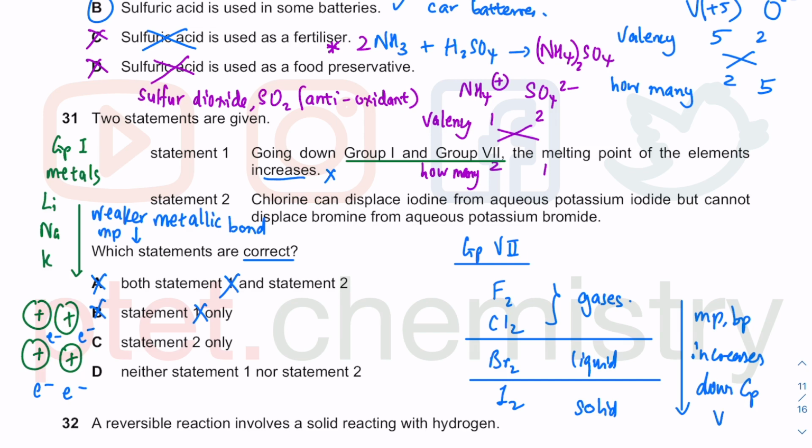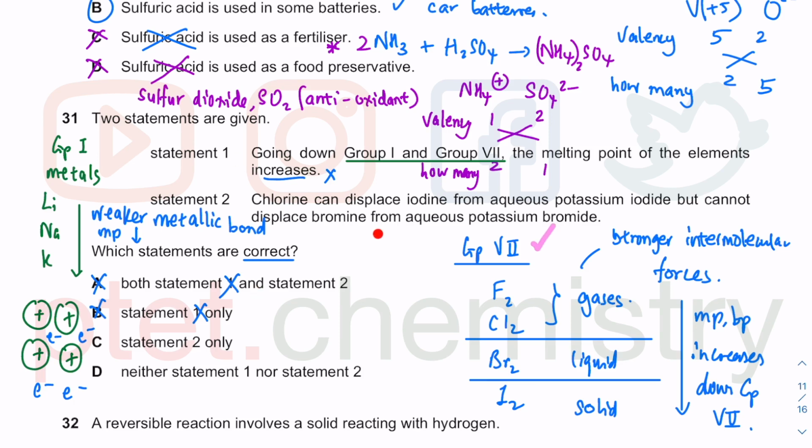And that is because these are simple covalent molecules. You have got stronger intermolecular forces going down group 7. These are forces of attraction between the molecules. If you require more energy to break them, they're gonna have higher boiling point, higher melting point as a result. So the melting point increases there is true for group 7. But we already know statement 1 is wrong.